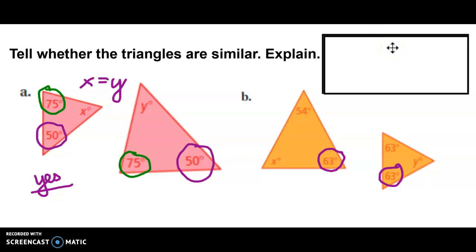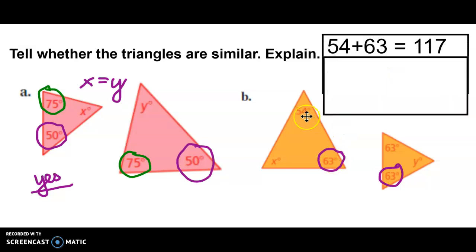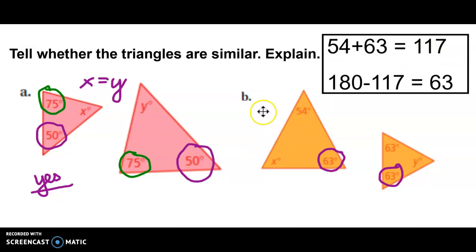But I can go back and look at my 180 degrees rule. So in this bigger triangle, 54 plus 63 equals 117. And I know that this whole triangle has to add to 180. 180 minus 117 equals 63. So this x is 63. Now I have a 63 degree angle and a 63 degree angle. I have two pairs, the purple pair and the green pair, that match. So yes, these are similar.